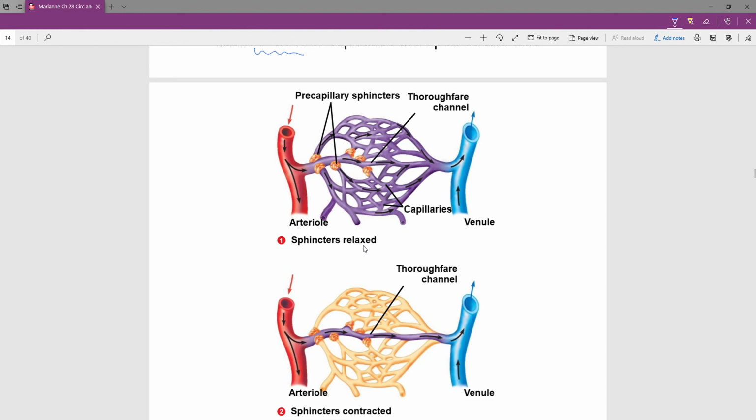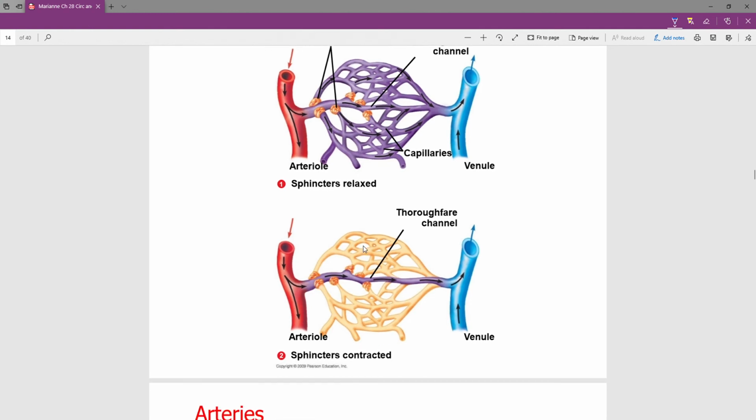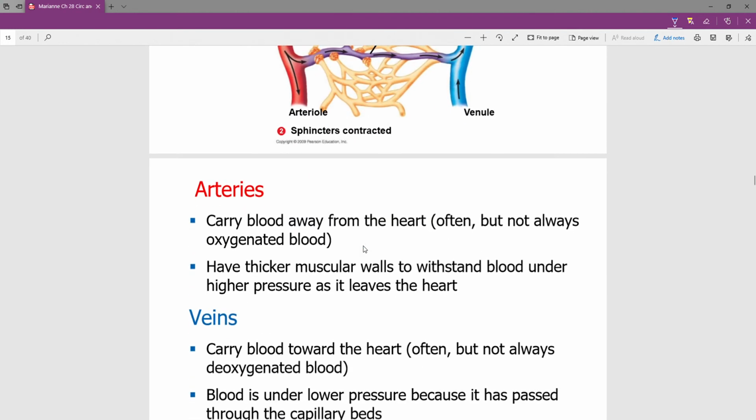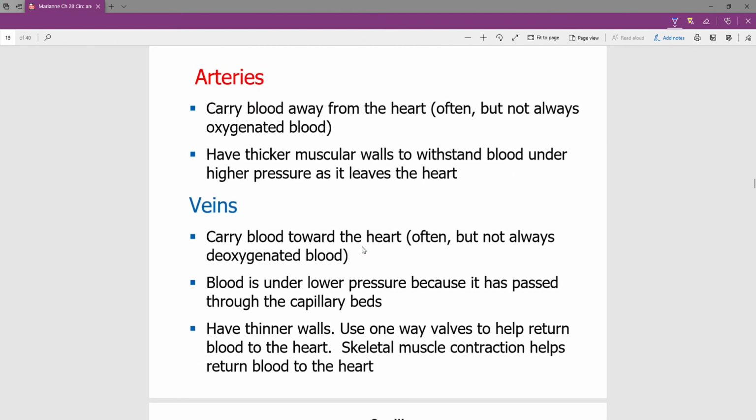And like I said, if you're sitting in a cold space right now, you likely have most of your precapillary sphincters closed. They're only going to open up if you need more circulation because you're hot or you have more cellular respiration and you need more circulation and more osmosis and diffusion at the tissue level. Arteries, like I had said, always carry blood away from the heart. They are often, but not always, oxygenated blood. The exception for that is the pulmonary artery.